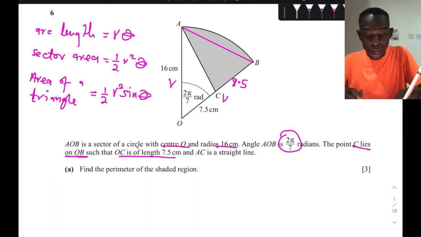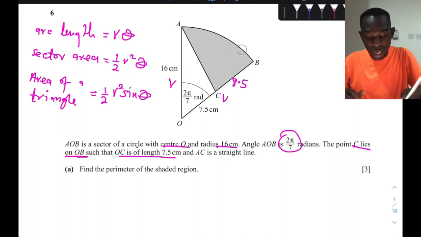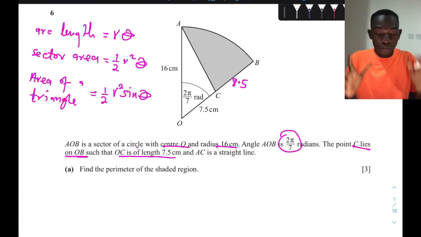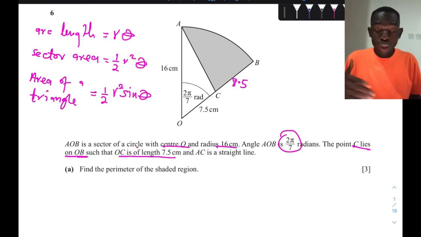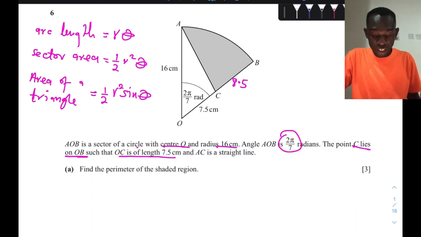So this is the concept that you are going to use throughout circular measure, so keep it in mind. These three formulae are all that you need, nothing else. No other formula would you use in our discussion.